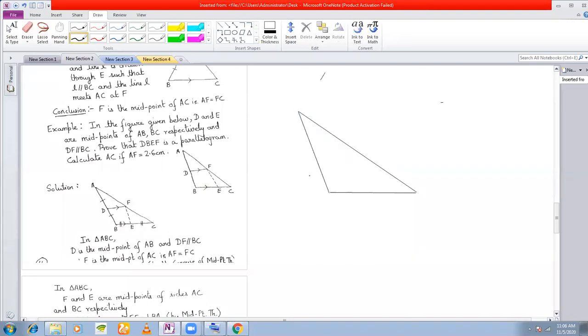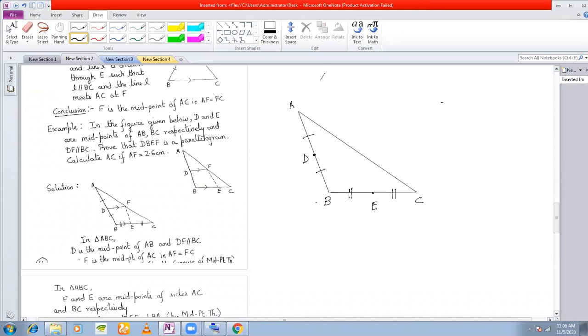Okay, this triangle is given, and it is given that D and E are midpoints. So this is A, B, and C. D is the midpoint of AB. So this is given to be your midpoint. And E is also the midpoint. So here clearly E is given to be your midpoint.